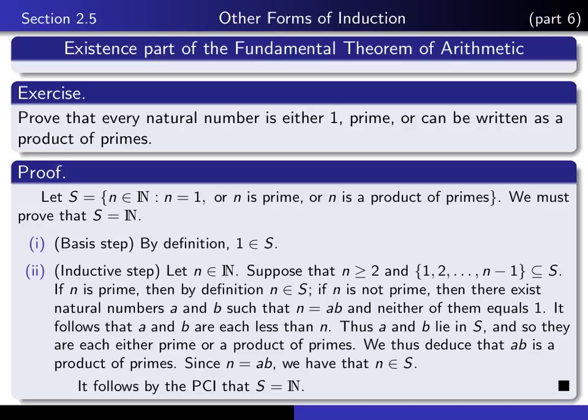We're thus able to deduce that the product is a product of primes, right? Because a is a product of primes, b is a product of primes, so that when you multiply them together, you get another product of primes. So that shows that n lies in S. And so we have the right to say that by the principle of complete induction, S is equal to the set of natural numbers.